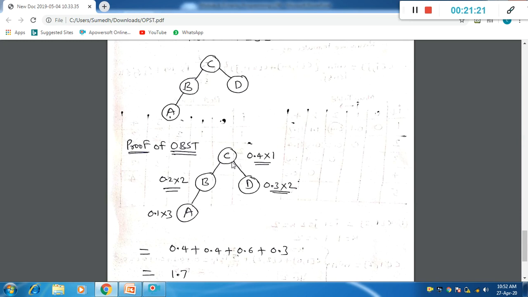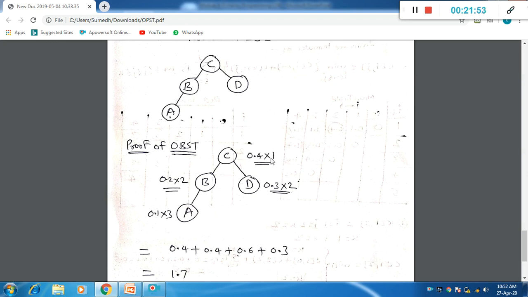Then proof of this optimal binary search tree is the number of comparisons required at the root level is 1, and the probability of character C is 0.4, that's why 0.4 into 1. Similarly, the number of comparisons required at the second level is 2, and the probability of character B is 0.2, that's why 0.2 into 2. Similarly, the number of comparisons required at the second level is 2, and the probability of character D is 0.3, that's why 0.3 into 2. And the number of comparisons required at the third level is 3, and the probability of character A is 0.1, that's why it is 0.1 into 3.